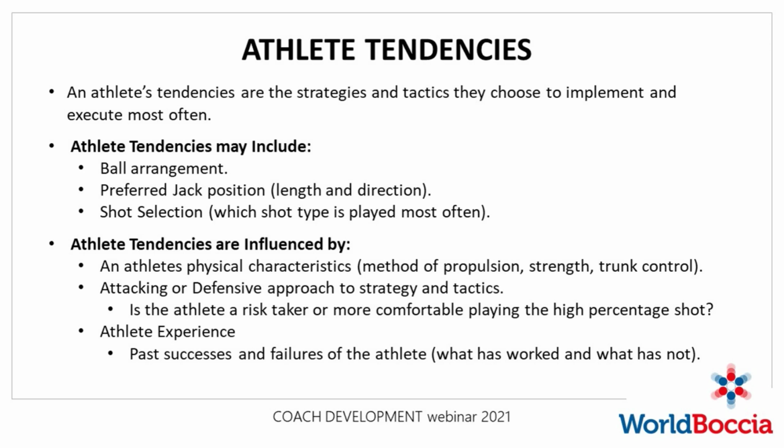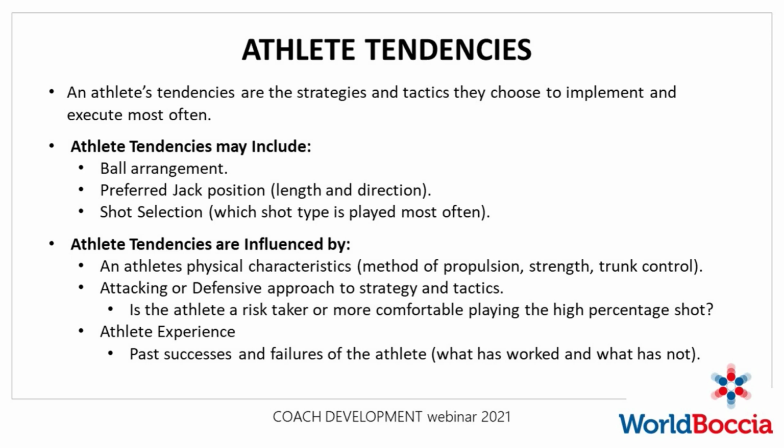An athlete's tendencies can include their preferred jack position, and this can be the length or the direction. So some athletes are going to prefer to play shorter, some are going to prefer to play longer. This is going to be influenced by their physical characteristics. And also some athletes prefer to play on a sharp angle out towards the sideline, where some athletes might prefer to play more mid-court or in a central position.